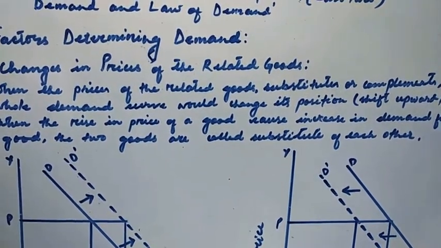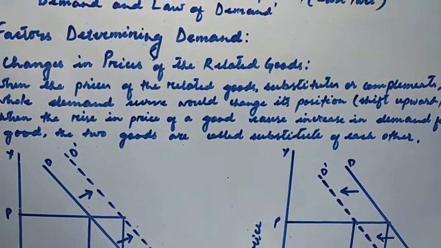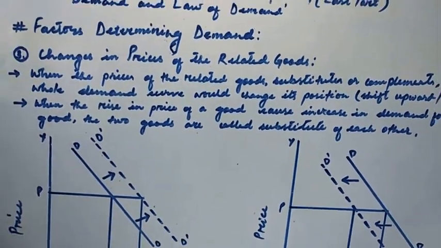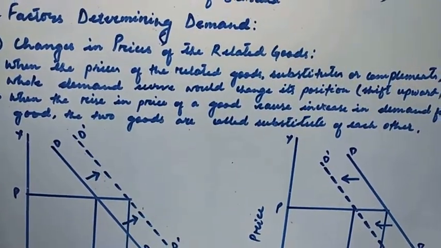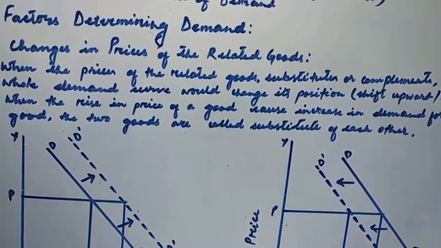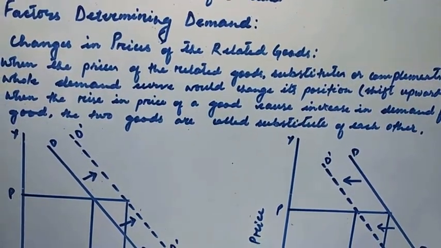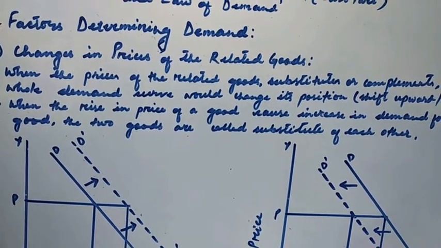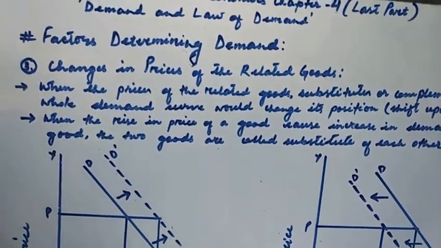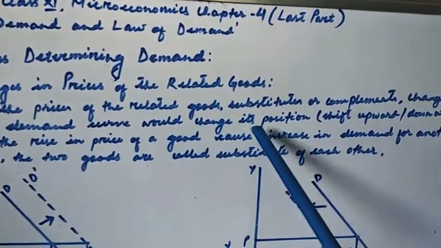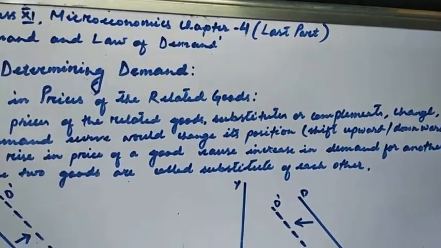So when we draw a demand schedule or a demand curve for a good, we take the prices of the related goods as remaining constant. But when these related goods change, the demand for a commodity will also change. Therefore, when the prices of related goods such as substitutes or complements change, the whole demand curve would change its position, whether shifting upward or shifting downward.